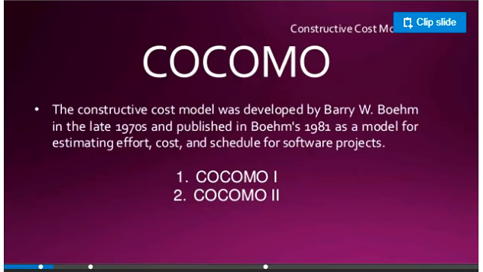First is CO for constructive, next is CO for cost, and MO for model. So COCOMO stands for constructive cost model. It was developed by Barry Boehm in the late 1970s. It is used to calculate the effort, development time, average staff size, and productivity. It is basically divided into two types, COCOMO 1 and COCOMO 2.